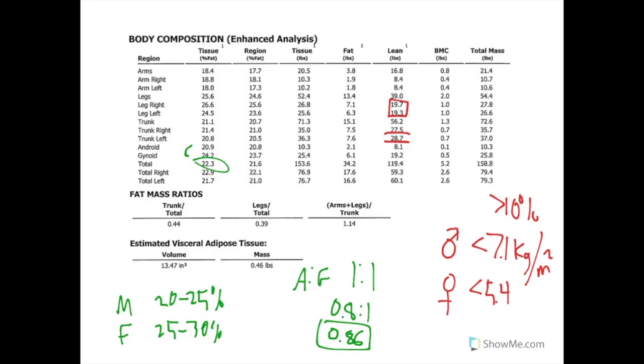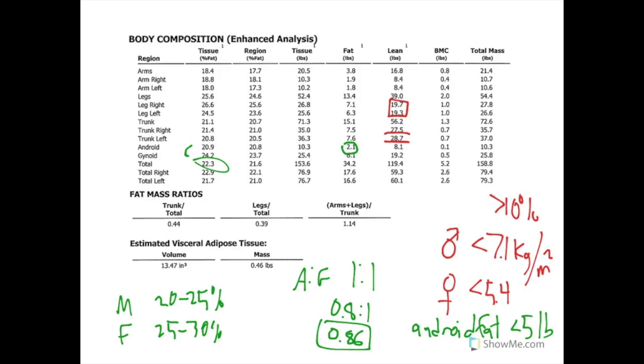Another common goal that we talk about is the total amount of android fat in absolute numbers should be less than 5 pounds in ideal situations. So android fat less than 5 pounds, and in this case we're doing okay here at 2.1.